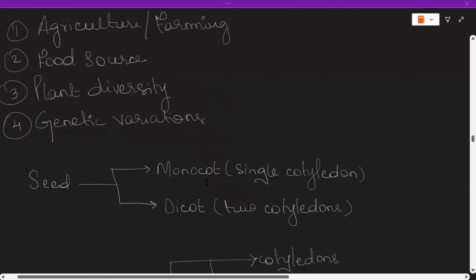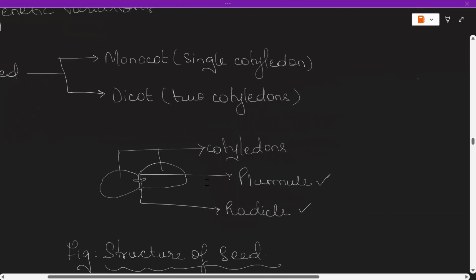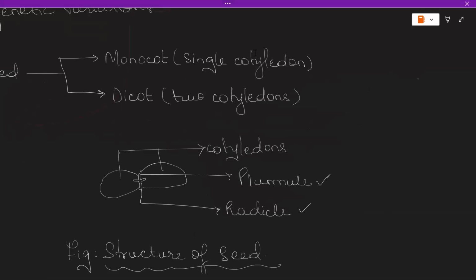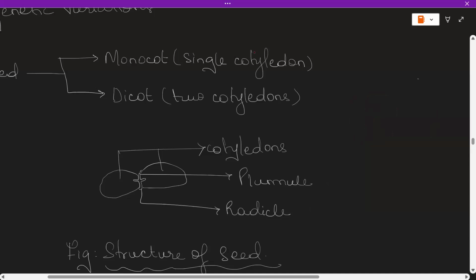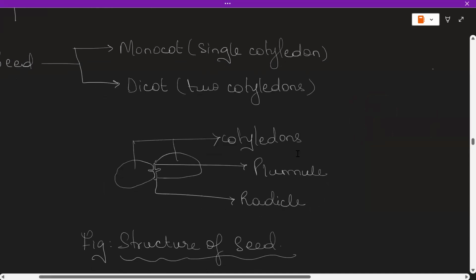Alright, now see, like I told you, the seeds are of two types depending upon the number of cotyledons, right? For example, if you think about kidney beans, you can split those kidney beans into two parts. That shows you that there are two cotyledons in it. But if I give you a rice seed and ask you to split it into two parts, you'll not be able to do so. That is the case of the monocot seed. Dicot seeds are the ones that have two cotyledons present in them, and monocot seeds are the ones that have just a single cotyledon present.